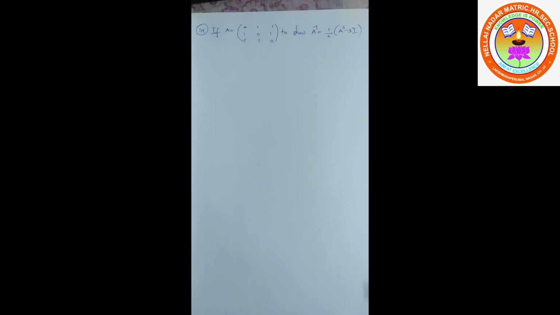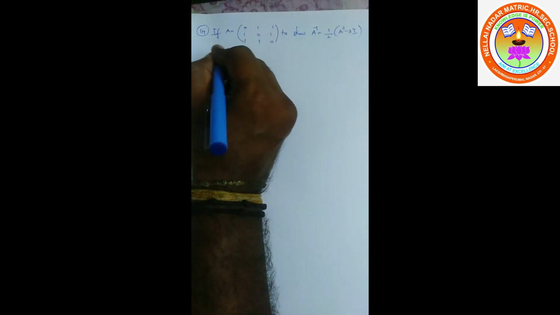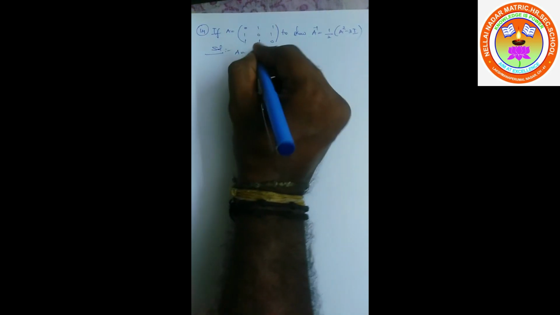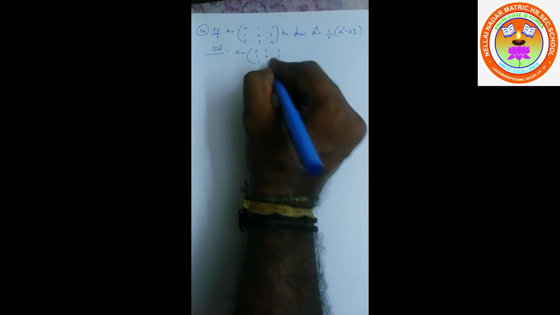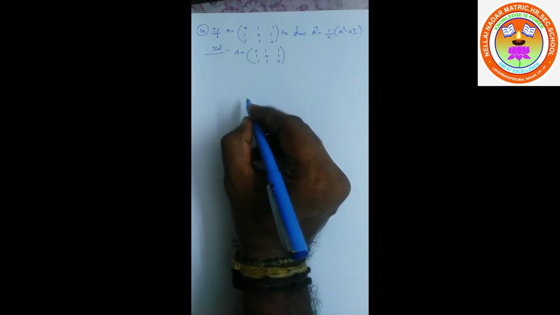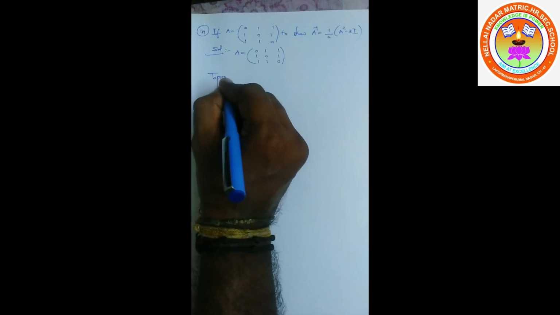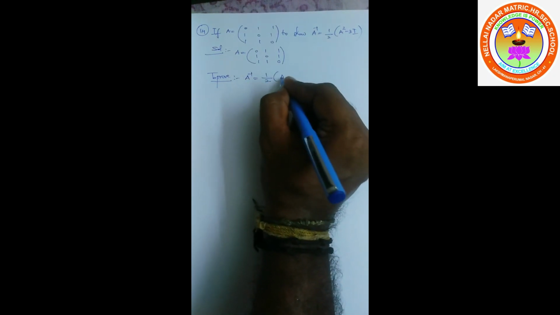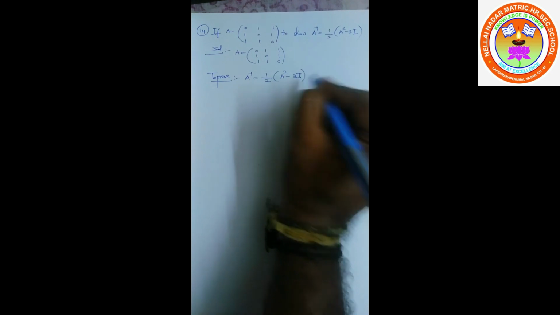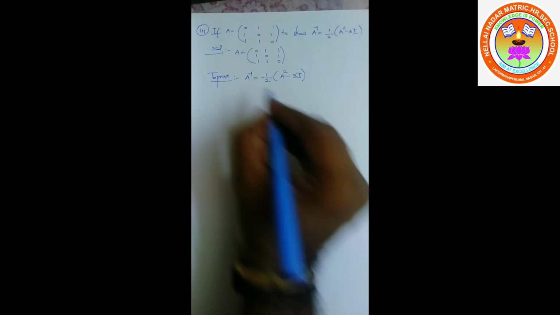If A is 0 1 1, 1 0 1, 1 1 0, show that A inverse is equal to 1 by 2 A square minus 3I. So solution: they given A as 0 1 1, 1 0 1, 1 1 0. To prove A inverse is equal to 1 by 2 A square minus 3I.